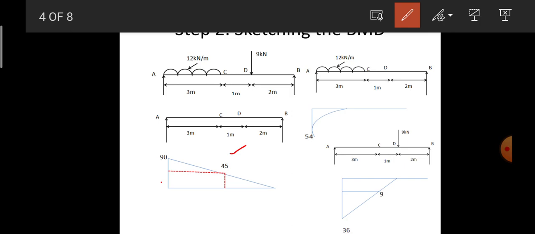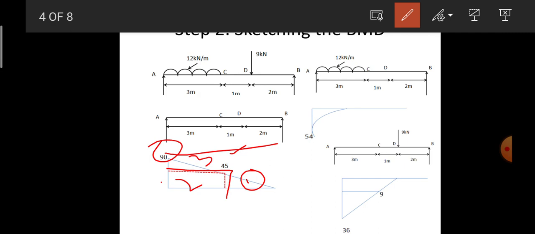Next, I need to calculate the bending moment at point A due to VB. VB into the perpendicular distance, which is 6, so VB into 6 comes to 90 kilonewton meter. If I draw a line over here, this represents the easy solution for the deflection and slope. This overall triangle will be divided into three substructures: a small triangle, a rectangle, and another triangle.